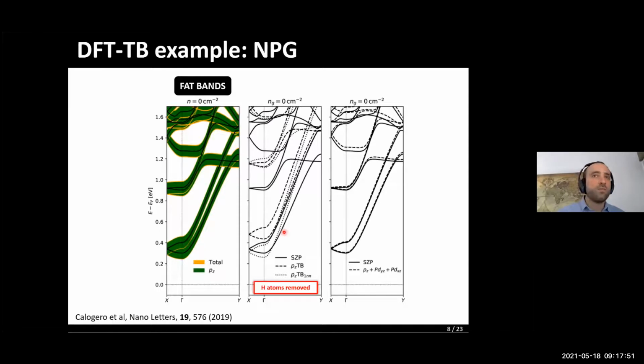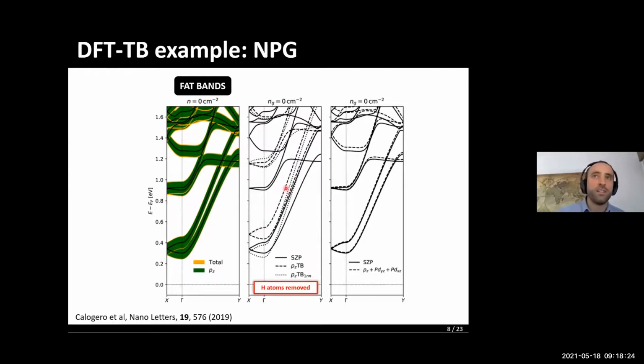And so this is always the same story. What we did was to perform a fat bands analysis on this material. We were able to see that most of the longitudinal bands have contributions from the PZ orbital. And furthermore, you can see in the middle plot that by extracting the PZ Hamiltonian from this single zeta polarized one, you can get a qualitatively good band structure.